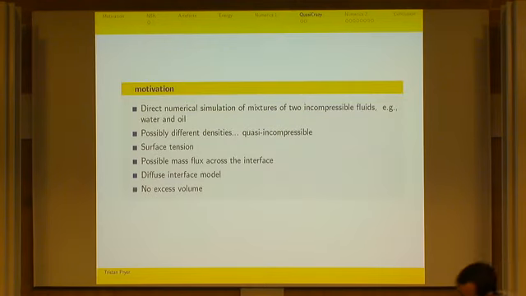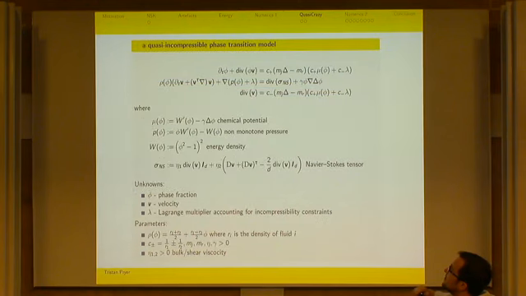So this is called a quasi-incompressible model, and what we're interested in here is where I have two incompressible fluids, for example, water and oil, and how they interplay. These can have different densities, and this is what I mean by quasi-incompressible. I care about surface tension and mass flux across the interface. Again, I want to use a diffuse interface model just because I like that. And this is what the model has come up with. Gross.